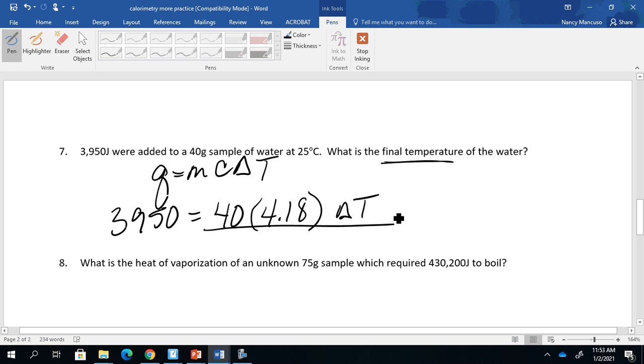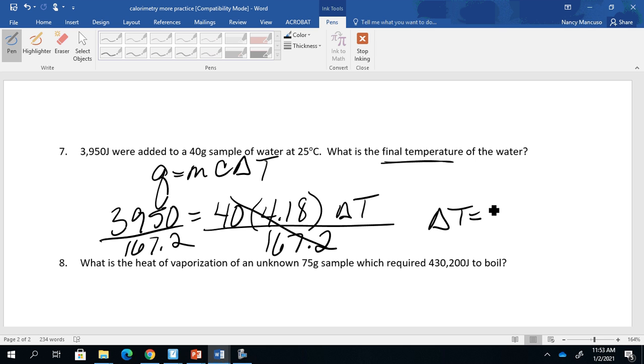So the first thing I'm going to do is punch into my calculator 40 times 4.18, and I get 167.2. So I'm going to divide both sides by 167.2. That lets me cancel this out. And now delta T would be equal to 3950 divided by 167.2. Punch that into my calculator and I get 23.6.